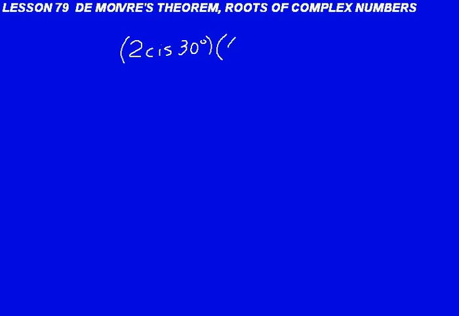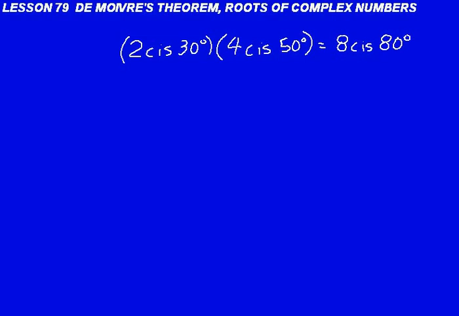We wanted to multiply 2 cis 30 with 4 cis of 50. We would multiply the magnitudes together. The 2 and the 4 would be an 8, and we think of those as the absolute values, and add the angles together. So we'd end up with 8 cis of 80 degrees. We showed why that works in Lesson 64, so if you don't remember why that works, you might want to go back and review Lesson 64.